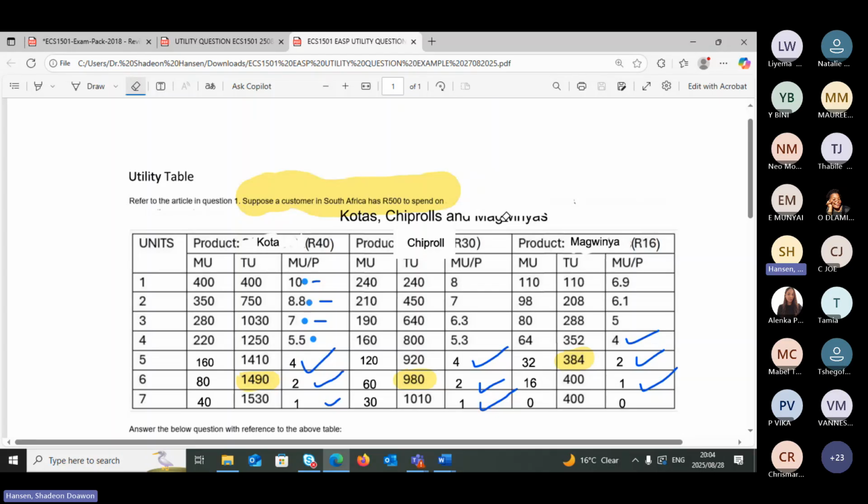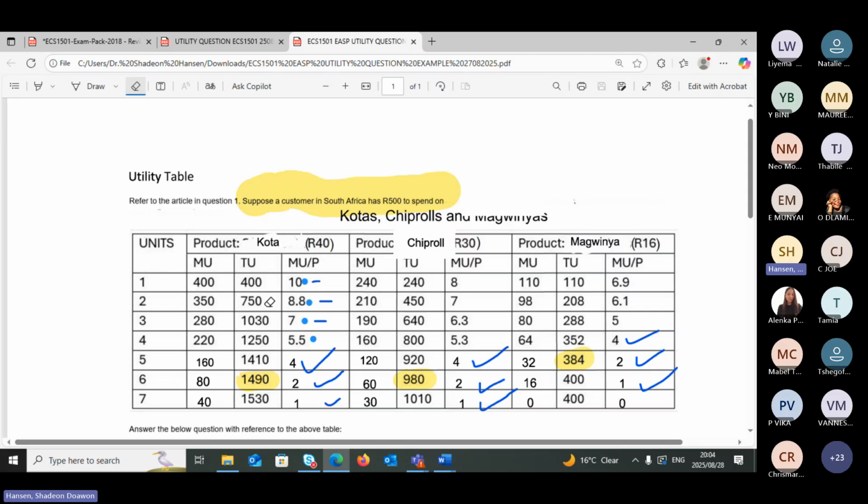So what we have over here is the quota, and the price of a quota is 40 Rand. These are made-up values, students. The value of a chiprel in this case is 30 Rand. And then we have maguinias. The price of Maguinha is 16 Rand. So these were the values given to us, students. Here are the marginal utilities and the total utilities. And this marginal utility divided by the price is the weighted marginal utility, or the marginal utility per rand.